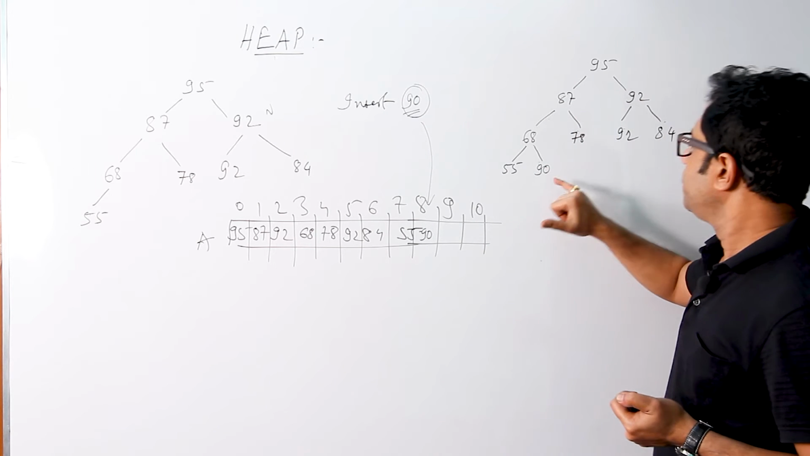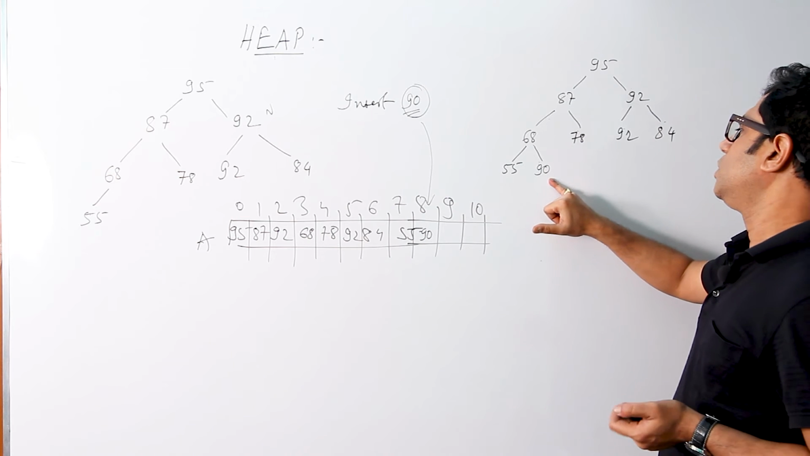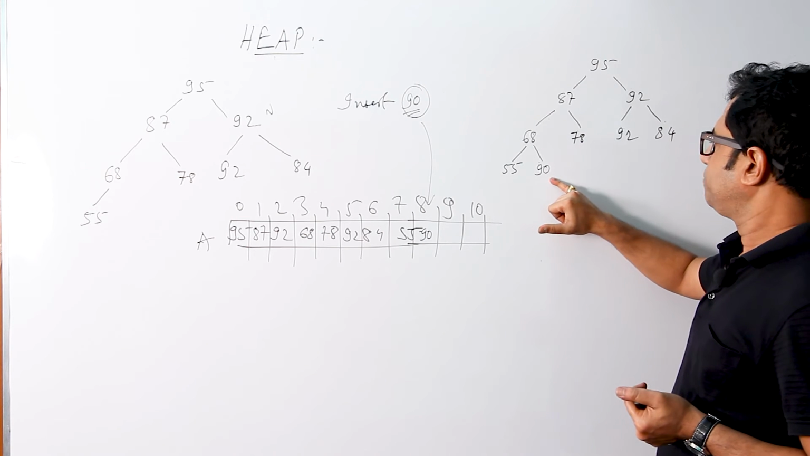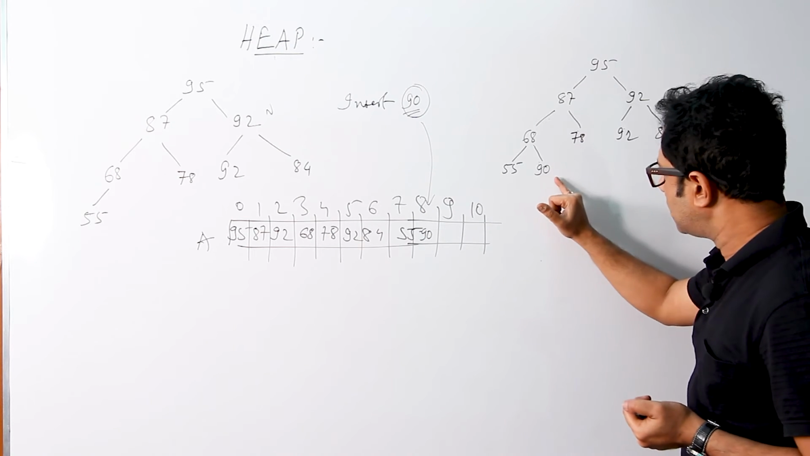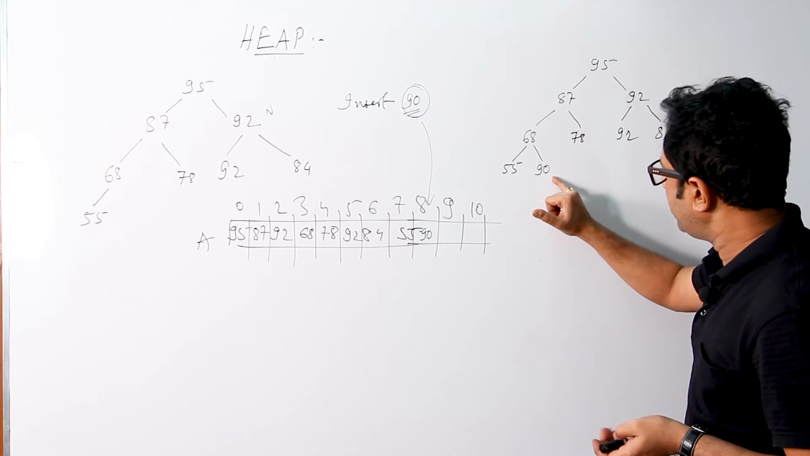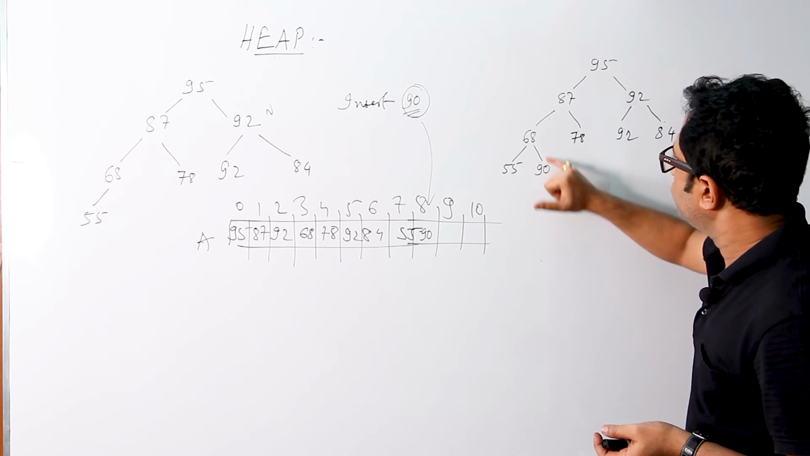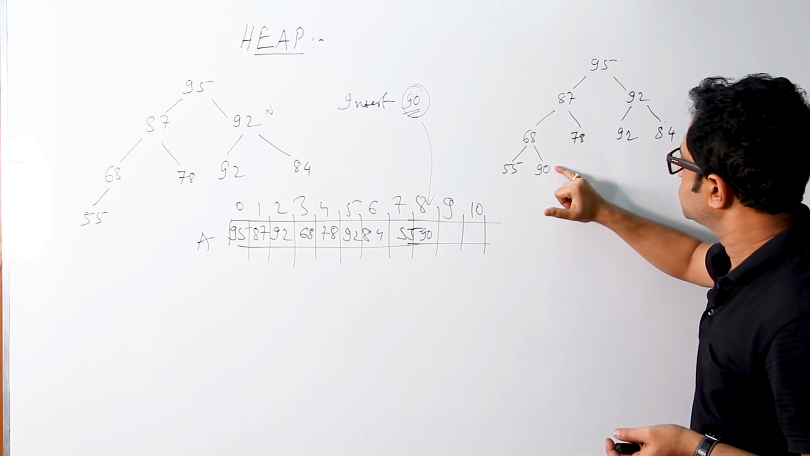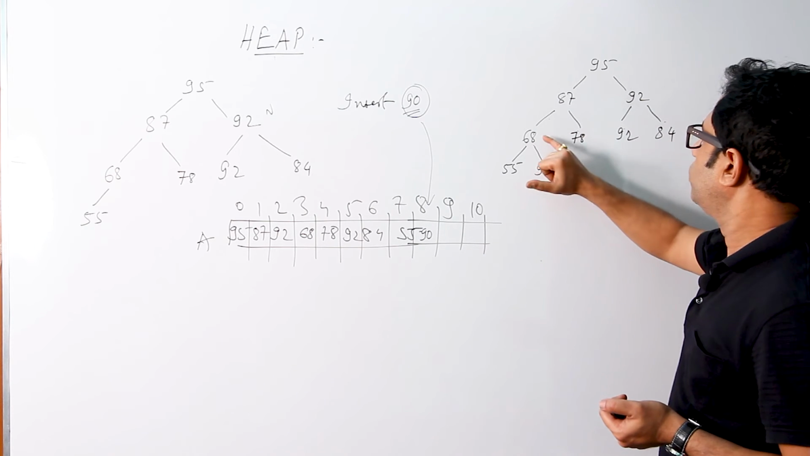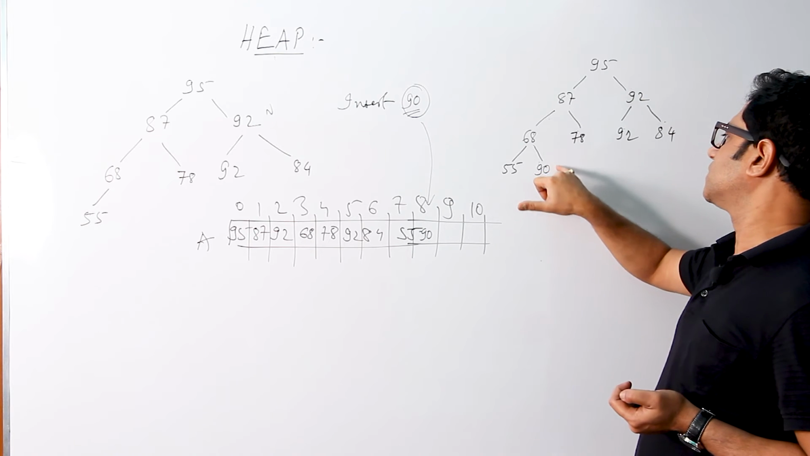So what to do in that case? We have to make some operations, and I will show you the operations. I will just try to compare this 90 with its parent. So 90 is to be compared to its parent, and see, 90 is greater than 68.